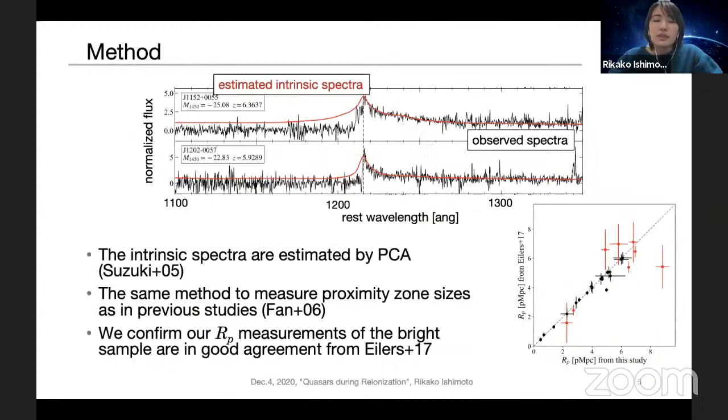Then let me explain the method to measure the proximity zone. The intrinsic spectra for calculating the transmission are estimated by principal component analysis, PCA. We used the principal components from Suzuki et al. 2005. An example of the spectra is shown in this figure. Also, we used different principal components from those used in Eilers et al., but our measurements of the bright sample are in good agreement with those in Eilers et al., as shown in this figure, except for some quasars with updated redshifts shown in the red points. The definition of the proximity zone is the same as used in the previous studies.